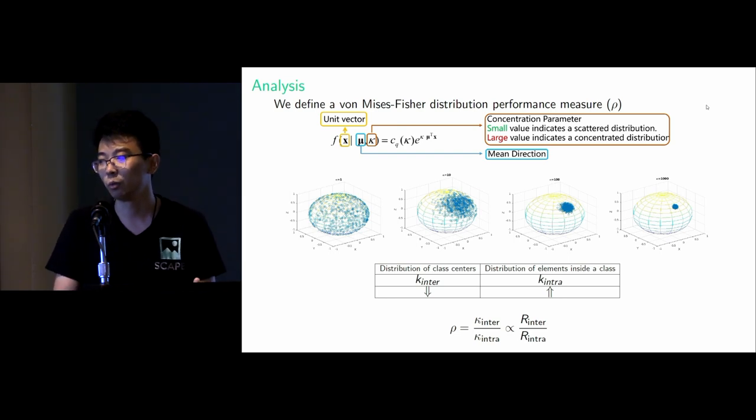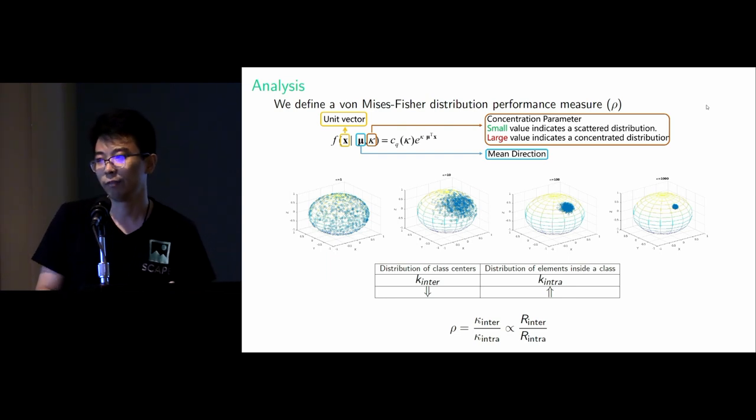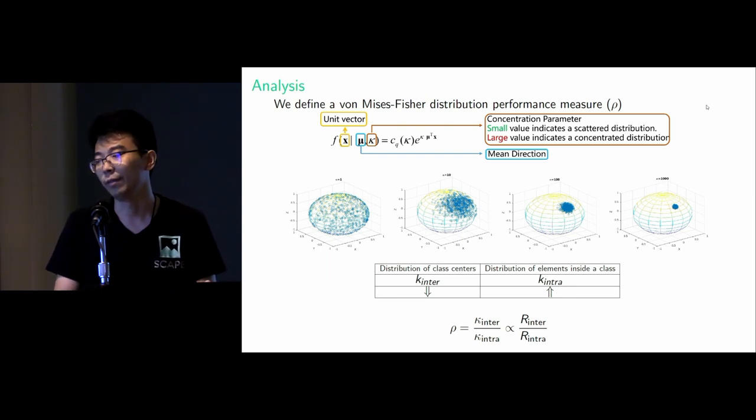And ideally, we want the cluster centers to be scattered and all elements within the cluster to be concentrated. And therefore, we propose to use the ratio between the interclass kappa and the intra-class kappa as a performance indicator of the discriminators. And better discriminators should have a lower ratio. And we use the mean resultant length R as a proxy for kappa.